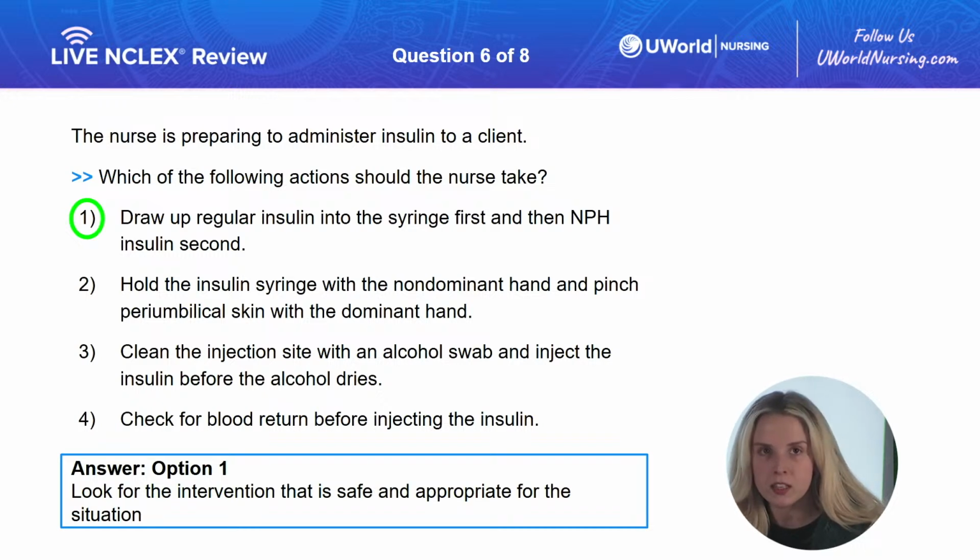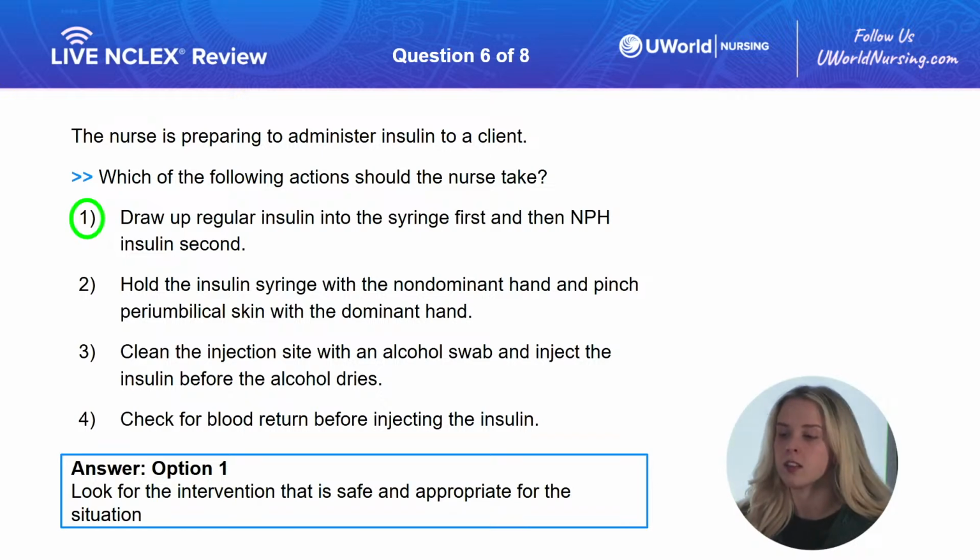Alrighty, number 3, clean the injection site with an alcohol swab and inject the insulin before the alcohol dries. We need to make sure the alcohol dries in full so it can have its desired effect to kill those bacteria, but also if you ever injected over wet alcohol, it stings and it burns for the client, and they're probably not going to like you very much, so we want to make sure that alcohol dries.